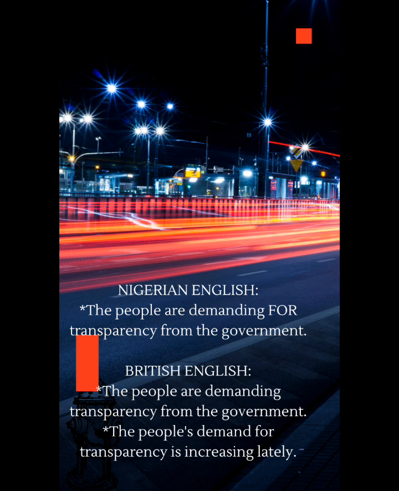It attracts a direct object. And that's why you can have a sentence like, the people's demand for transparency is increasing lately. It is perfectly acceptable in British English because it is used as a noun here, so the preposition for can go with it in British English. However, in Nigerian English, even in the verb form, it goes with the preposition for.